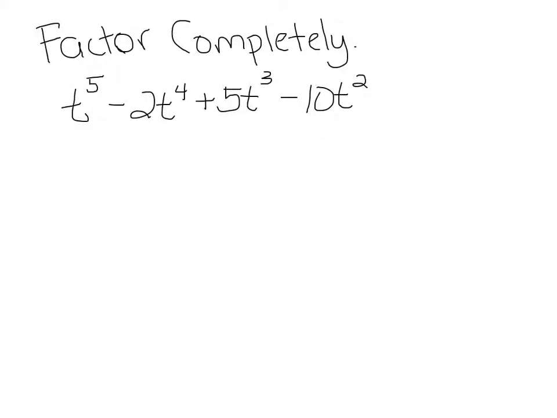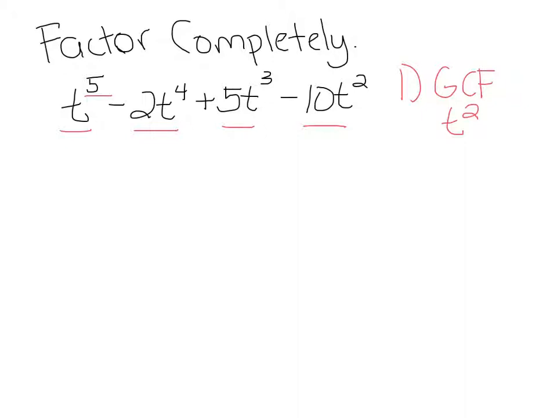In this example, we're going to factor completely using the general strategy taught in section 5.5. Anytime we look at a polynomial, the first thing we always check for is going to be a greatest common factor. Is there something that all terms have in common that we can factor out? Notice that they all have a t in common. We want to factor out the smallest exponent. Why? Because it's the only thing that we can pull out of everything.